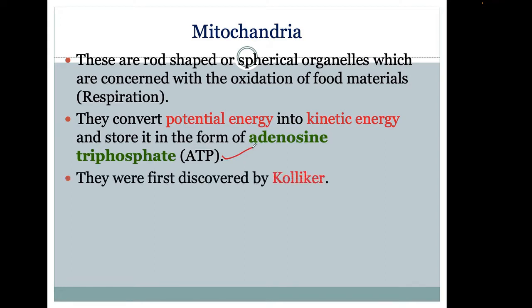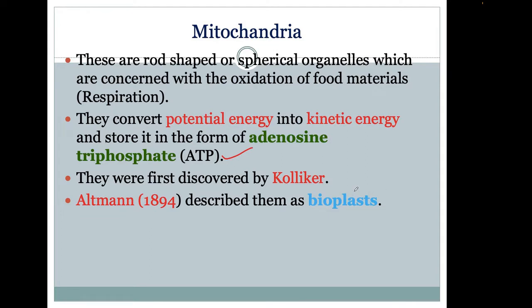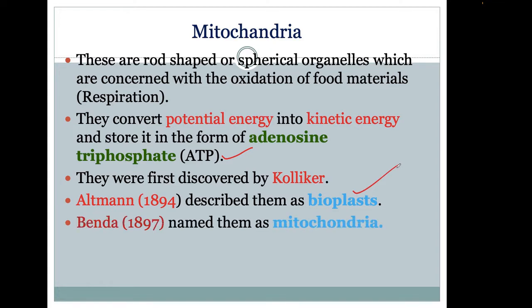They were first discovered by Kolliker. Altman, in 1894, described them as bioplasts, and Benda, in 1897, named them mitochondria. Altman used the name bioplast, but Benda named them mitochondria.